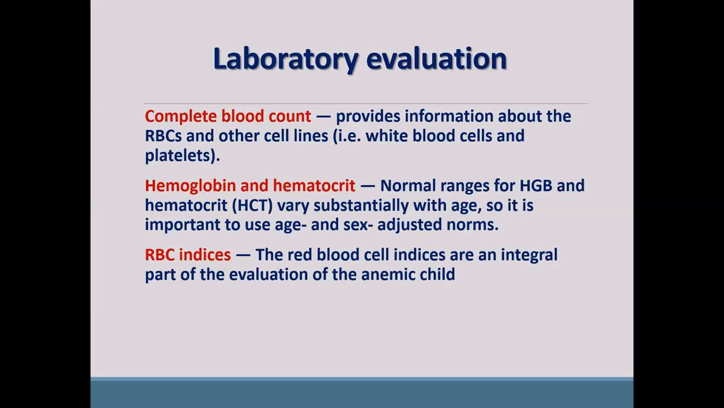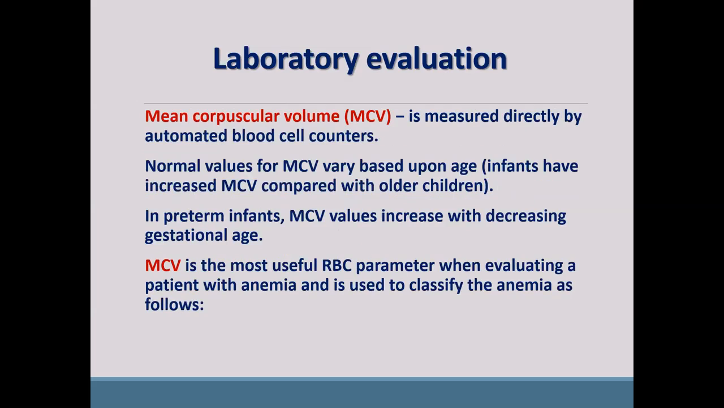Complete blood count provides information about RBCs and other cell lines like white blood cells and platelets, hemoglobin and hematocrit. We should assess the normal ranges, which vary substantially with age, and it is important to have adjusted norms for age and sex. RBC indices are an integral part of evaluation of the anemic child, like mean cell volume, mean cell hemoglobin, and mean cell hemoglobin concentration.